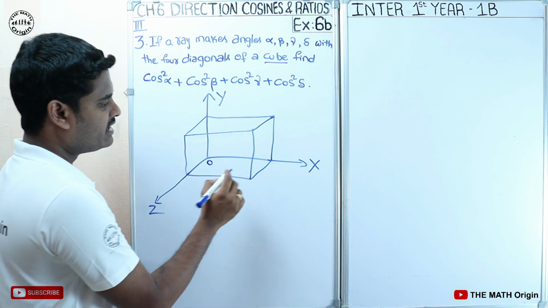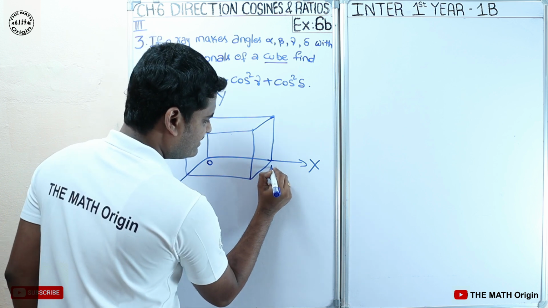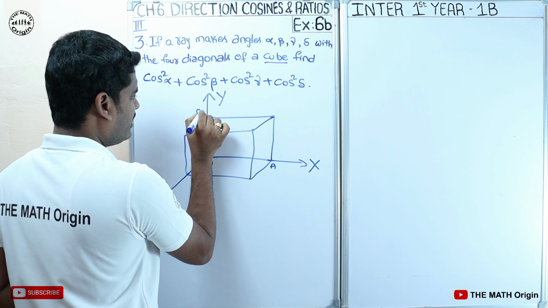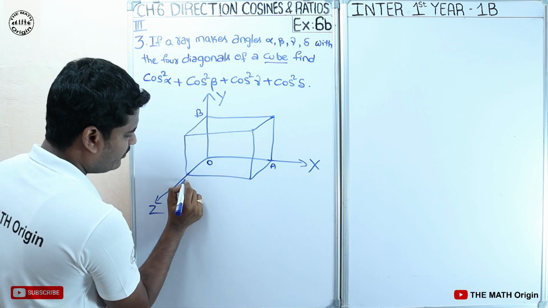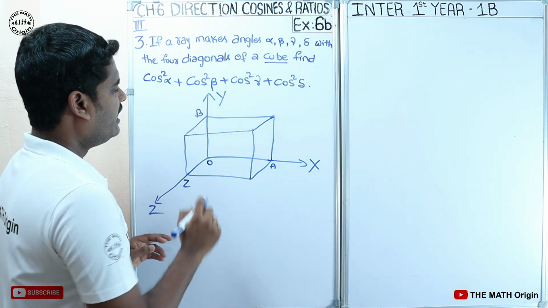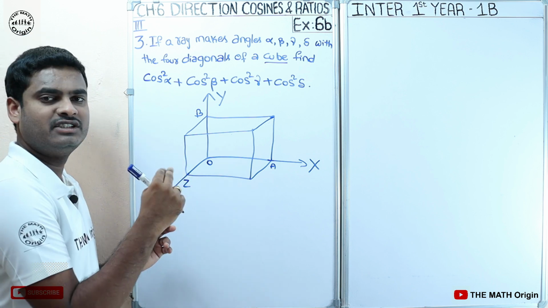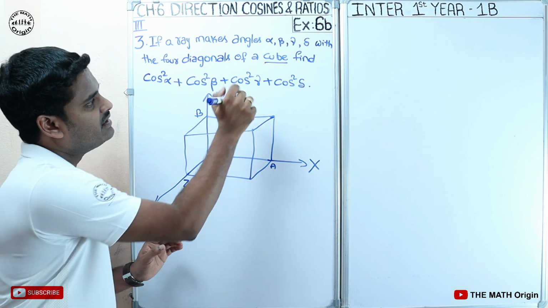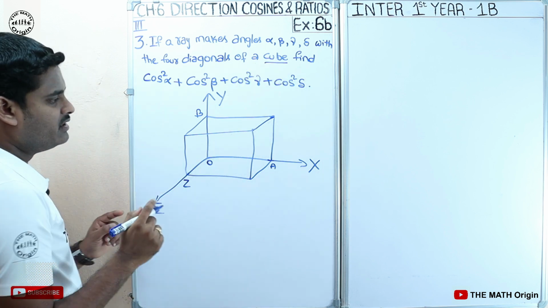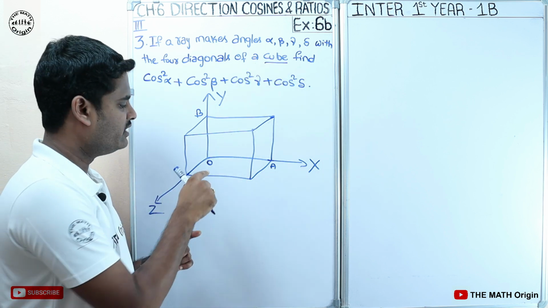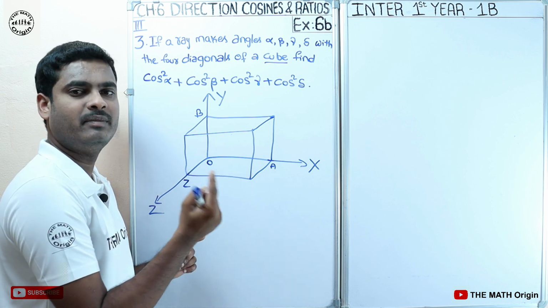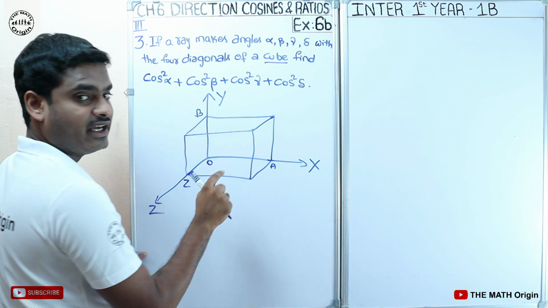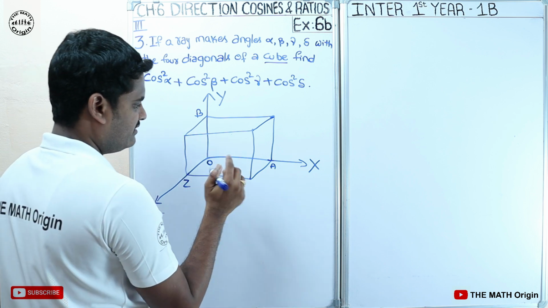Now let's take a point on the x-axis as A, a point on the y-axis as B, and a point on the z-axis as C. From the origin we will have a distance of A to all the sides, because they mentioned it's a cube. Therefore the distance from the origin to any such point will be A units, along the connecting lines, not the diagonals.